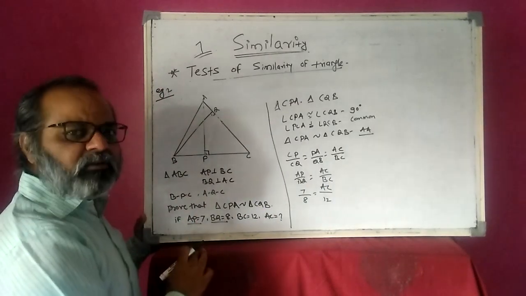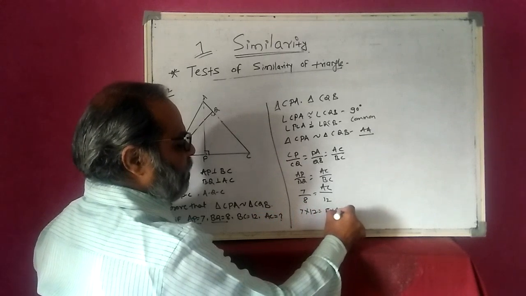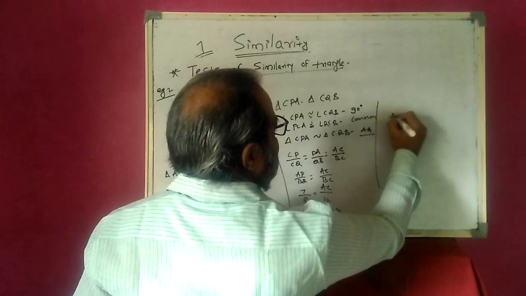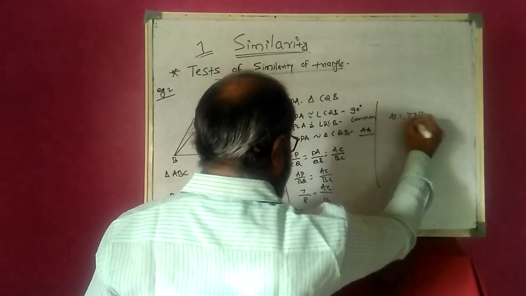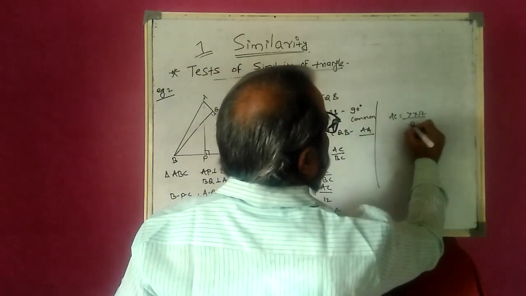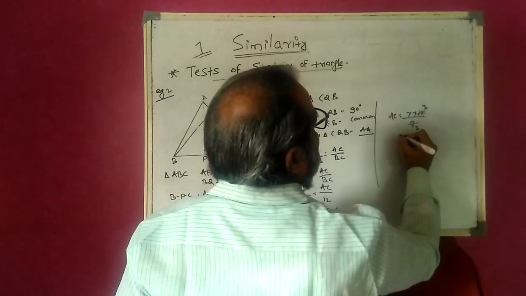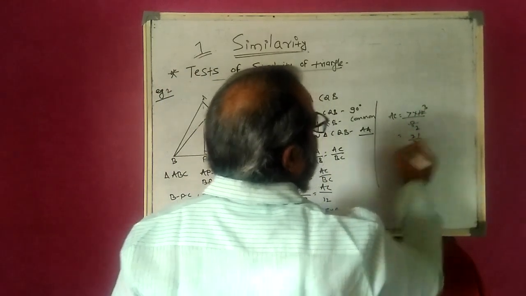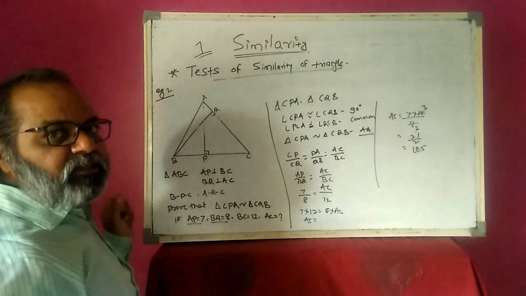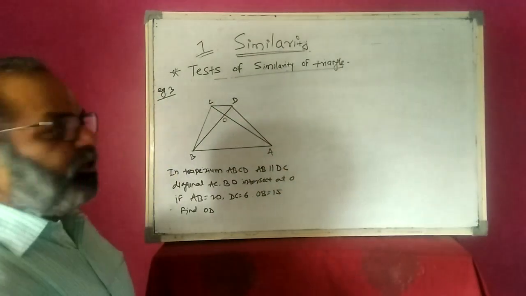Just put the values and cross multiply. So 7 into 12 is equal to 8 into AC. So AC is equal to 7 into 12 divided by 8. 8 is multiplication, it goes to division. Here 4 2s are 8, 4 3s are 12. So 21 divided by 2, which means 10.5. Our AC becomes 10.5.